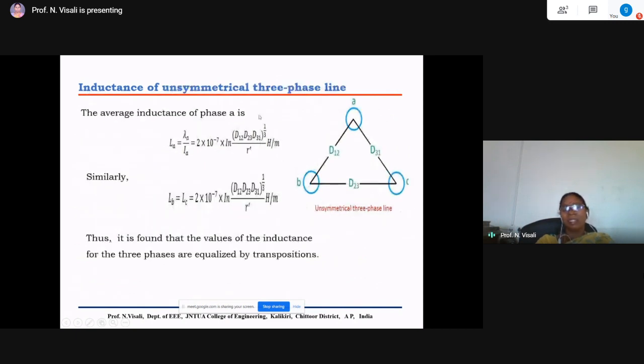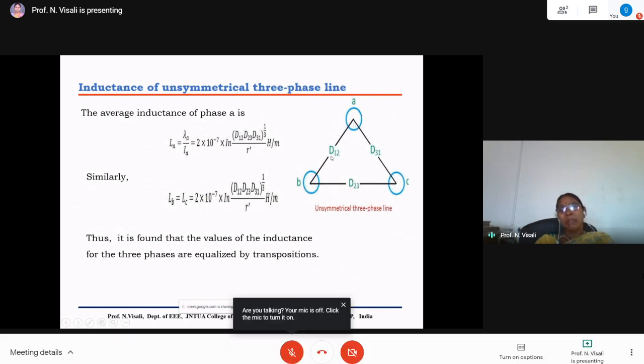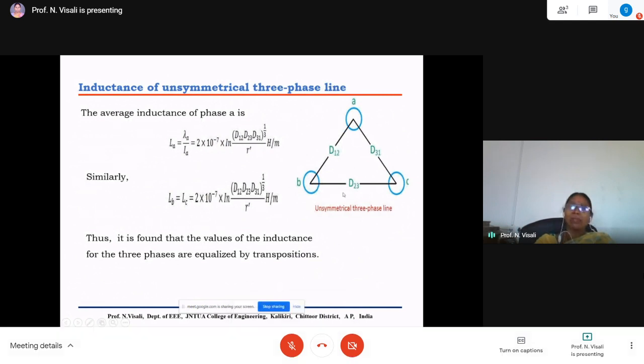Then the unsymmetrical three-phase line. Unsymmetrical means the conductors are displaced with different distances; this distance is different from that distance, and they are not equal to D. It is not a symmetrical connection. When the connection is unsymmetrical, we have to calculate the inductance of each conductor. For that, instead of simply using D, we are going to calculate the distance D and the other distances with the other conductors.